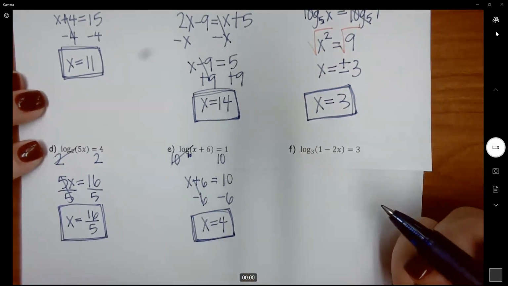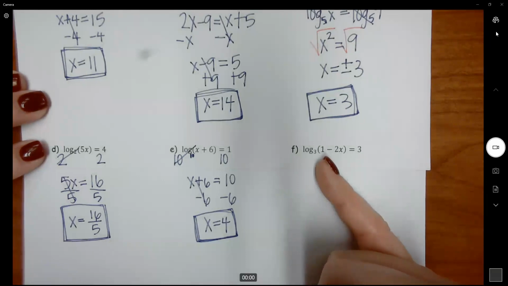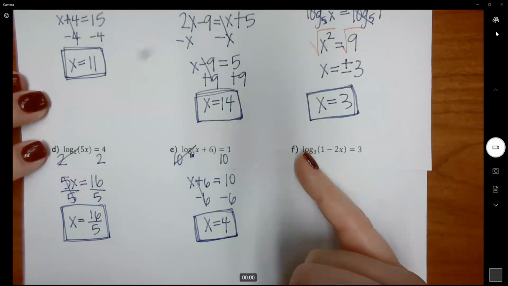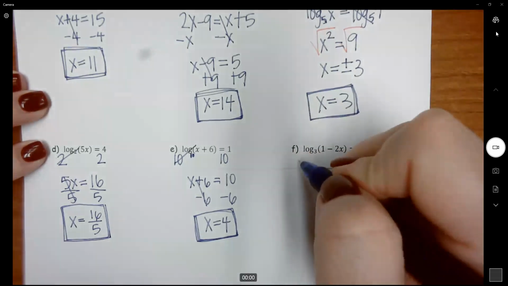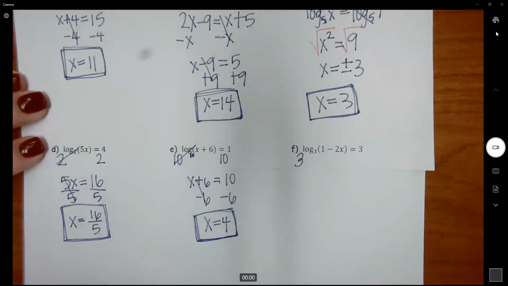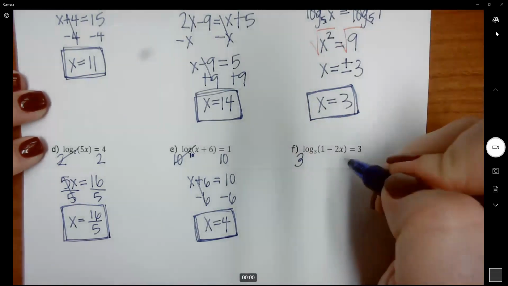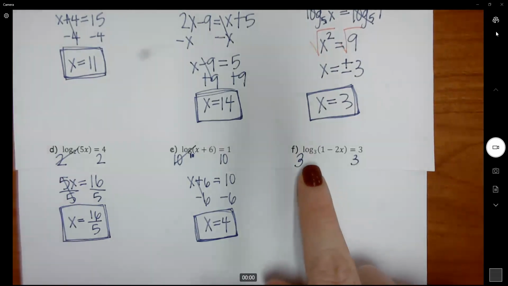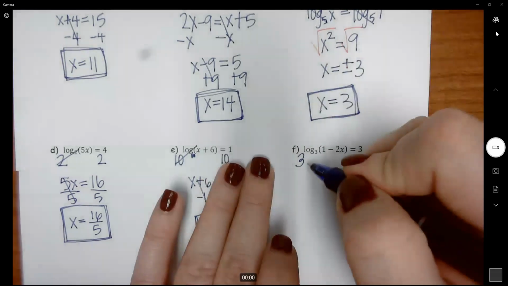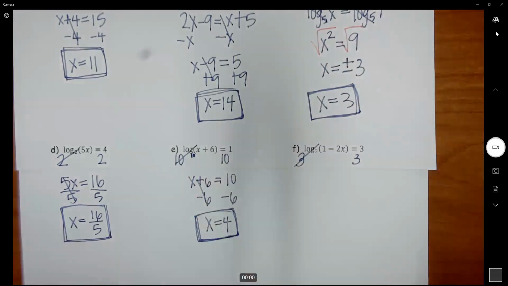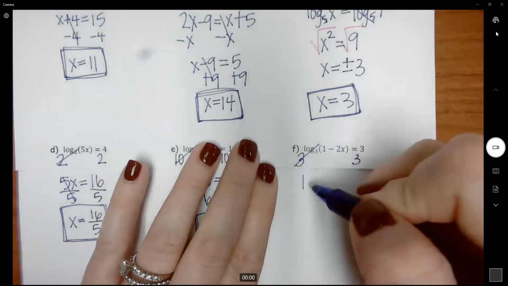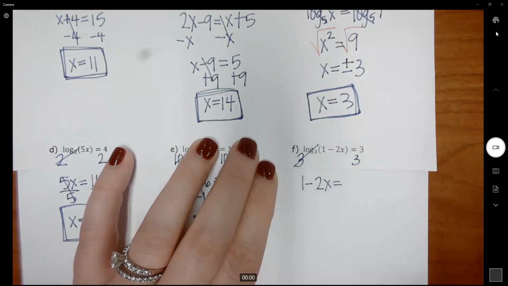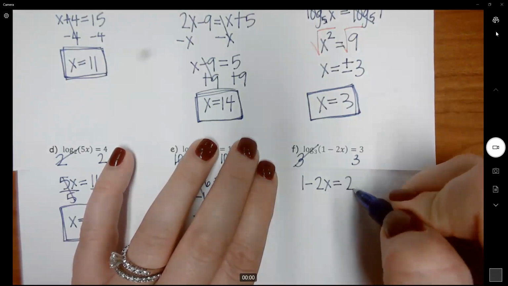Okay. On F, your log is isolated, so we have log base 3. What undoes a log base of 3 is raising that whole side as an exponent with a base of 3. So I will do that also to the other side. So 3 to the power of log base 3, those undo each other, and you are just left with 1 minus 2x. And then 3 cubed: 3 times 3 is 9, times 3 is 27.